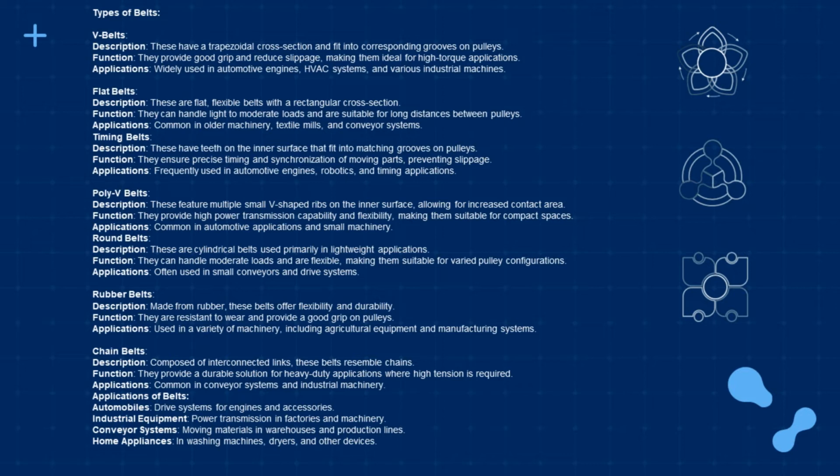Round belts. Description: these are cylindrical belts used primarily in lightweight applications. Function: they can handle moderate loads and are flexible, making them suitable for varied pulley configurations. Applications: often used in small conveyors and drive systems.